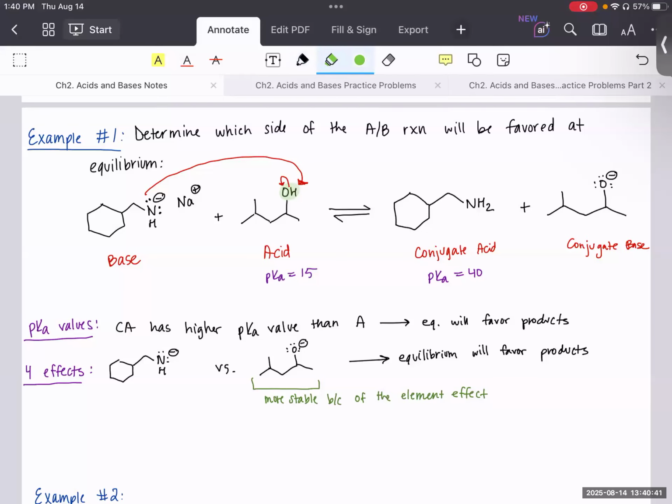And so we can see that we ended up with the same exact result based off the two methods. And so now we can redraw our equilibrium arrows to show that we're favoring the product side.